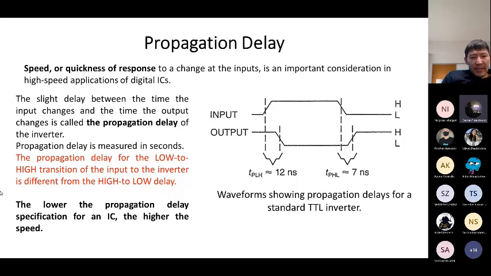The lower the propagation delay specification, the higher the speed. Yes, I think it's clear. If this value is lower, it means that speed is higher, because they're inversely proportional.